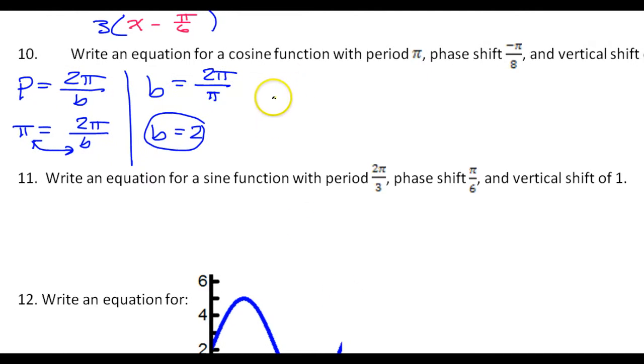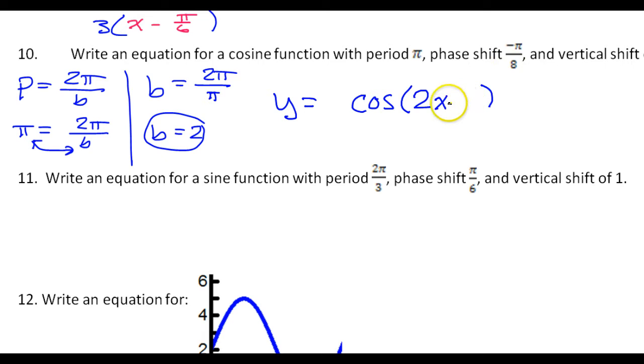So let's see. We're doing a cosine function, so let's just start and see how far we can get. So we're going to have a cosine function. The next thing, the b value is always the first thing on the inside. So the b value is 2, so I'm going to have a 2 in there. So let's say 2x. Now I need the phase shift to be negative pi over 8.